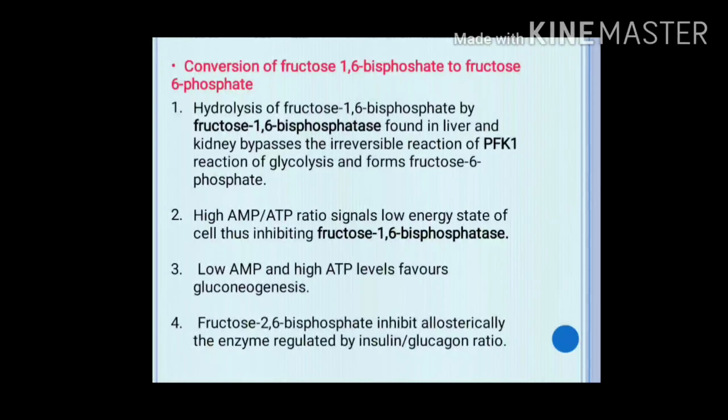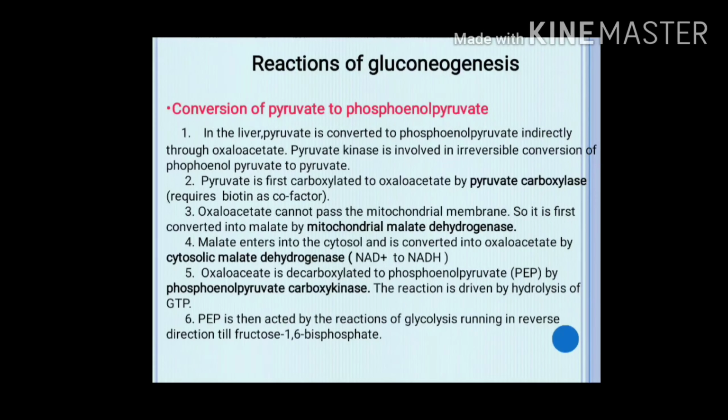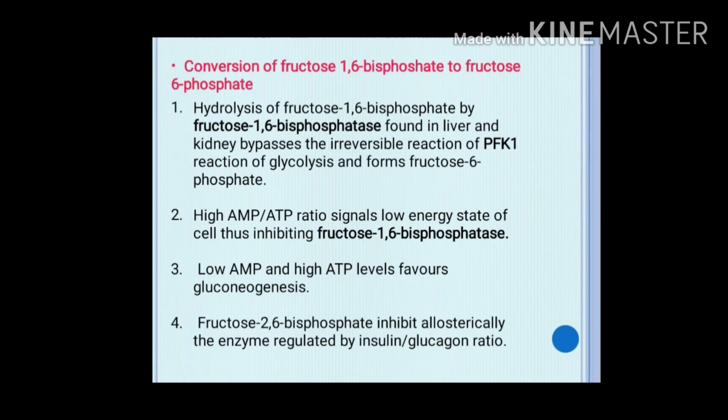So, till here what happened is that pyruvate is converted to oxaloacetate. This oxaloacetate is then converted into phosphoenol pyruvate. Phosphoenol pyruvate undergoes several reversible reactions in glycolysis and forms fructose 1,6-bisphosphate. But this fructose 1,6-bisphosphate cannot be converted into fructose 6-phosphate using the enzyme PFK1. Thus, it requires fructose 1,6-bisphosphatase to form fructose 6-phosphate.